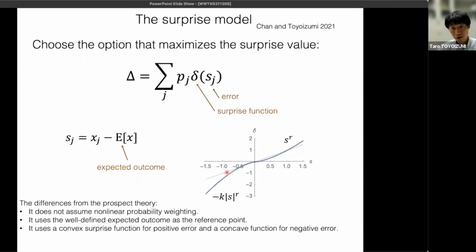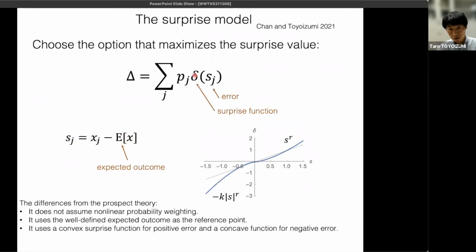So here is the surprise model that we propose in the simplest form. The model suggests that people choose the option that maximizes the surprise value, which is described by this capital delta. And this is the formula. Pj is the objective probability, and Sj is sort of the error. The error is described by the actual monetary outcome minus the expected outcome.